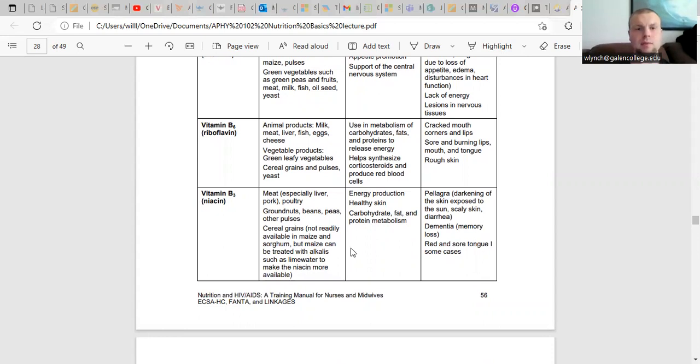B3, or niacin, we find mostly in meat sources and in nuts. It is going to help with energy production, just like the others. It also provides healthy skin, and helps with carbohydrate, fat, and protein metabolism.